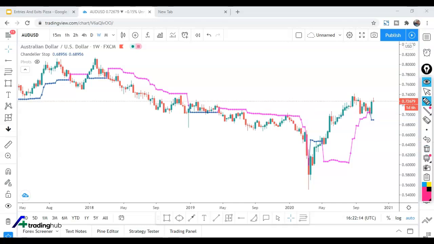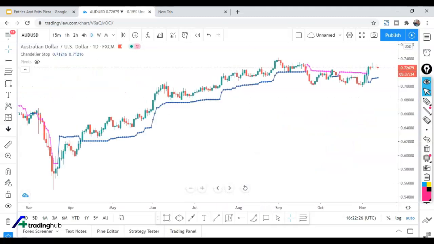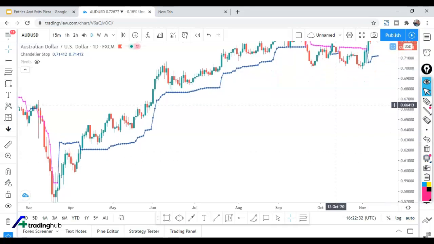If I were to trade this pair right now, since price is originally in an uptrend, I'll look for buying opportunities. So I'll go down to the daily and see what is happening. Let's see where we can buy from.